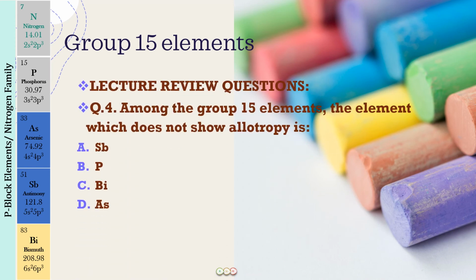The last question for today: among the group 15 elements, the element which does not show allotropy, and the choices are antimony, phosphorus, bismuth and arsenic. Nitrogen is not given over here, so I hope you will be able to choose the correct option without any confusion. The correct option is going to be C, bismuth. But in case nitrogen is given in the examination, please be very careful, because in NCERT it is given that nitrogen does not show allotropy.